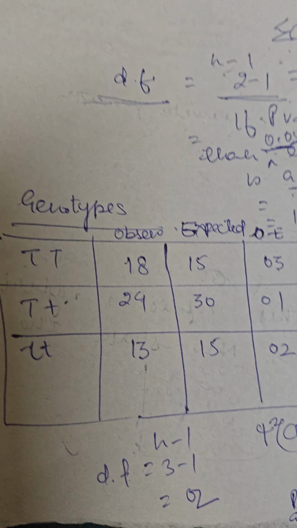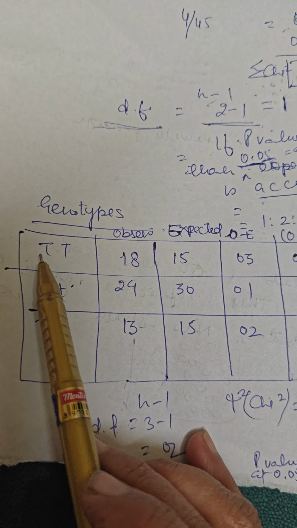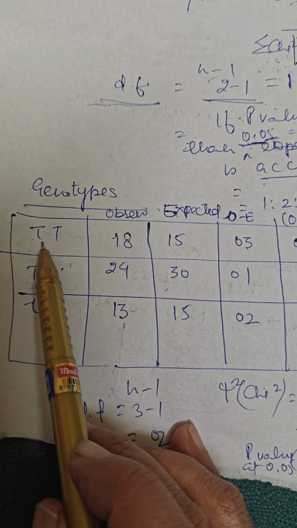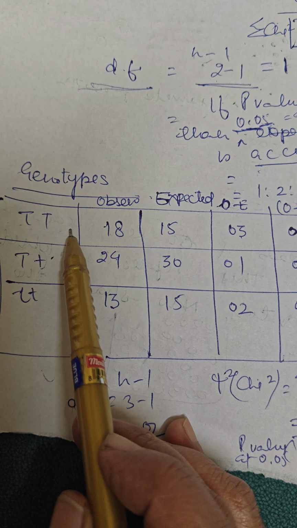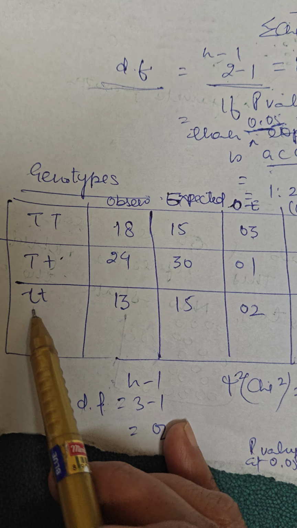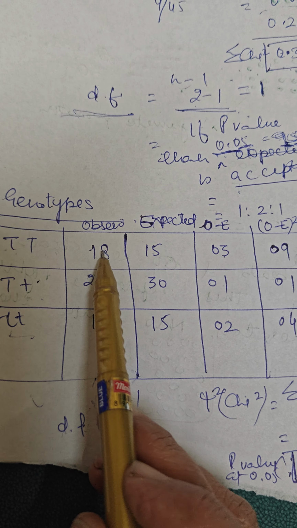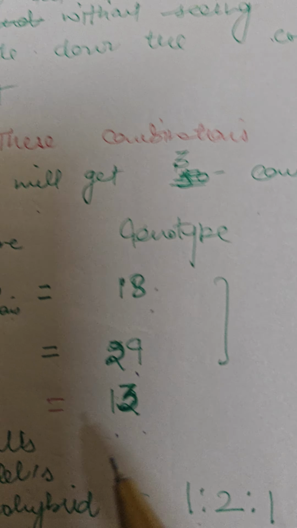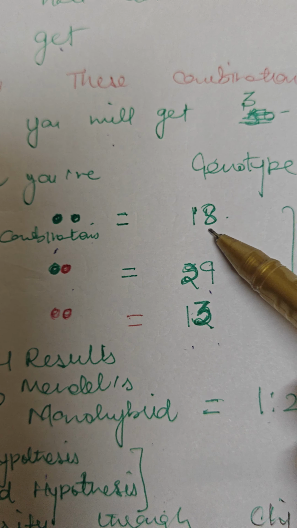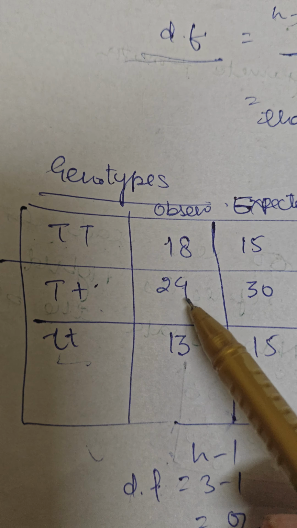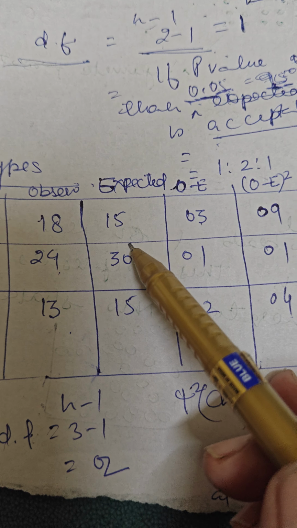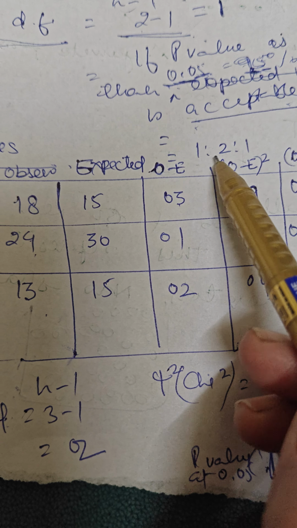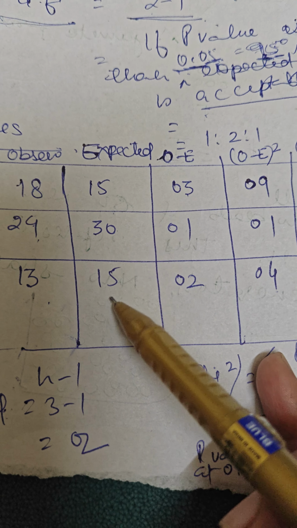Similarly, you can calculate for genotype. The genotypes I have written: these are homozygous dominant, this is hybrid tall, and this is the dwarf. The observed values, which I already showed you, are 18, 29, 13. Expected values, because the ratio is 1:2:1, would be 15, 30, 15.